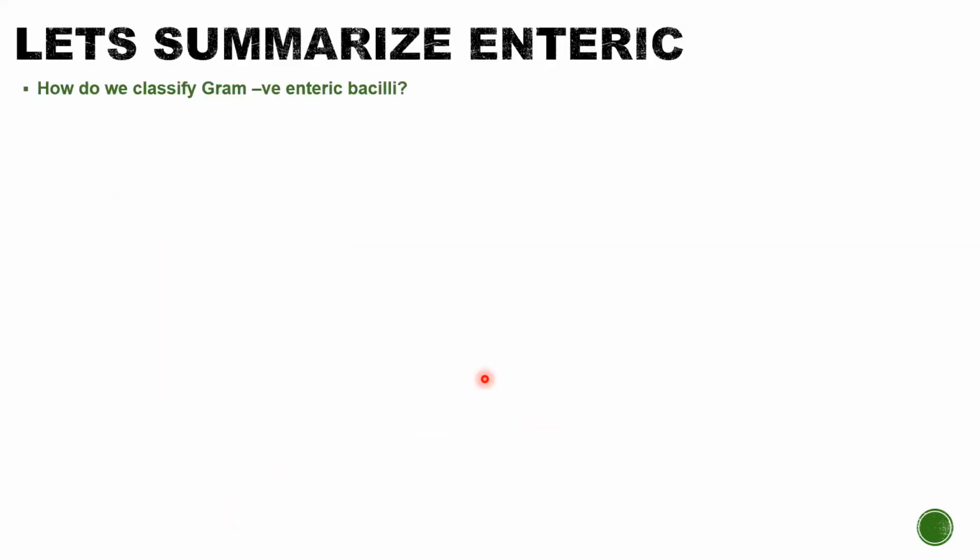Okay, cool. Let's summarize what we just discussed, which is the enteric ones. So how do we classify gram-negative enteric bacilli? Yes, based on lactose fermenting and non-fermenting. Which one is lactose fermenting? Exactly, E. coli. Now, what are the two types of E. coli infections?